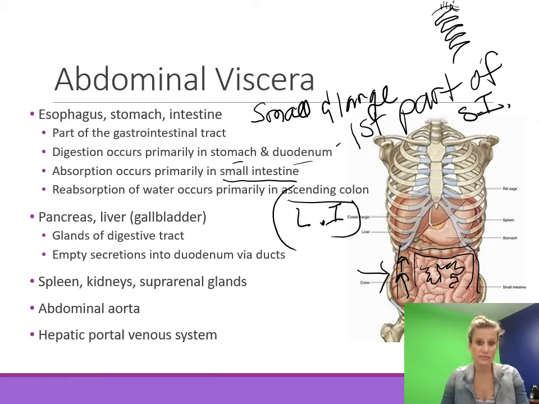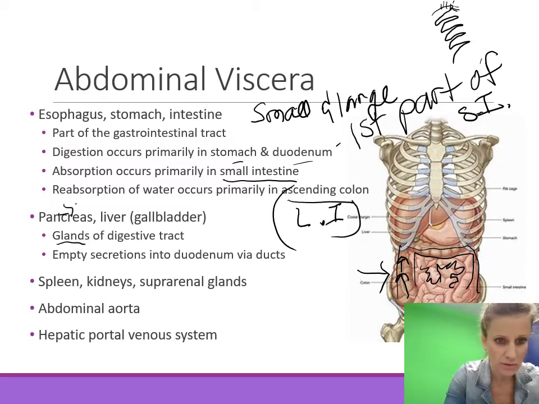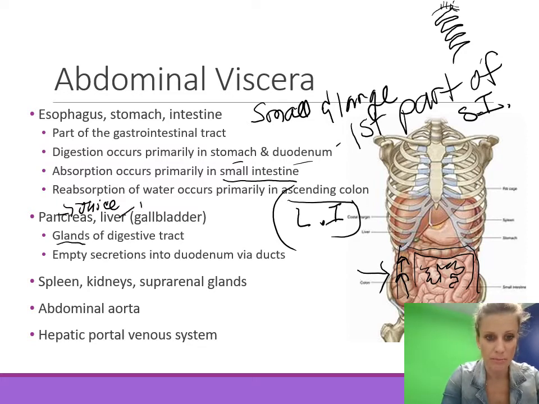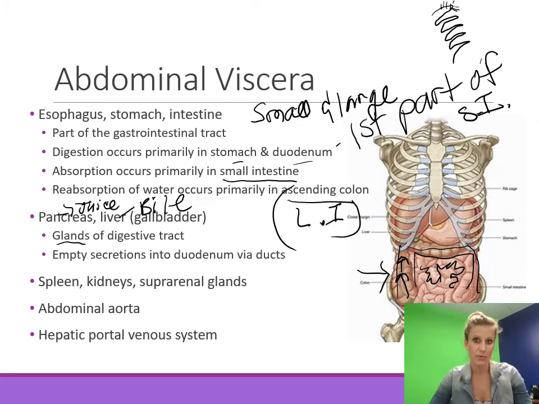The pancreas and liver specifically are glands that make secretions that get put into the digestive tract. The pancreas makes pancreatic juice that we'll see has bicarbonate to neutralize acid, and it has enzymes as well to digest food. And the liver makes bile that has wastes in it that we want to get rid of, but it also has bile salts that help in the digestion of fats, or lipids.